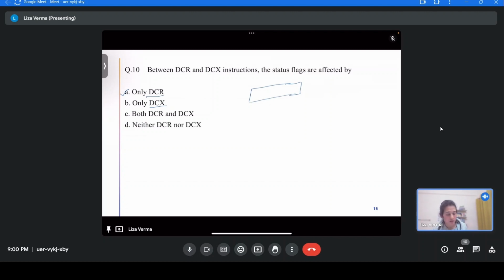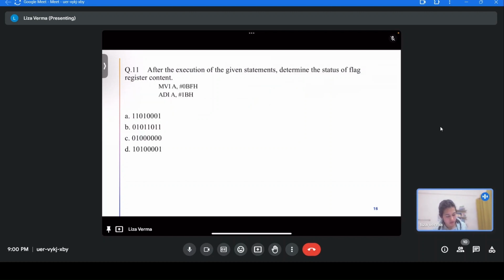Next, after execution of the given statements, determine the status of the flag register content. What will MVI A do? The hash doesn't mean anything, it is just a number, and the 0 also doesn't mean anything. So A will get the data BFH.